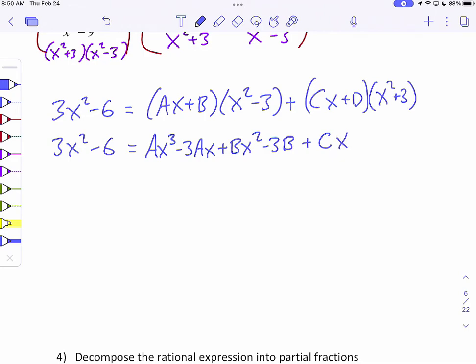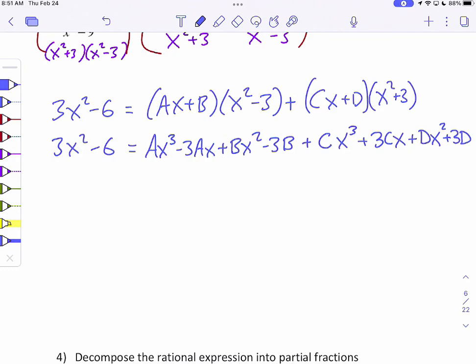And by the way, you can use any letters you want. Like I used A, B, C, D. You can use any letters you want. If C's scare you, then don't use C's. Okay, check it with mine. So I multiply those out.